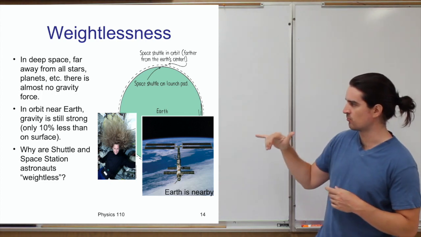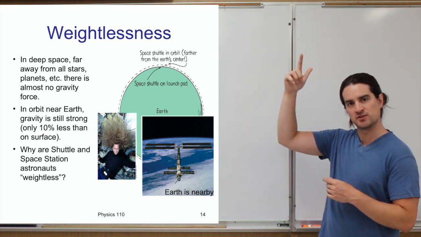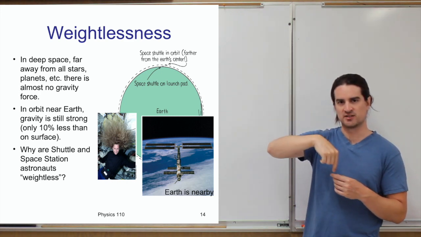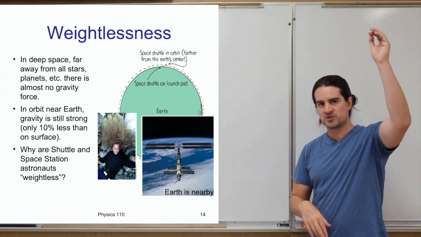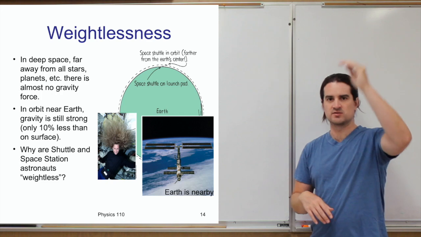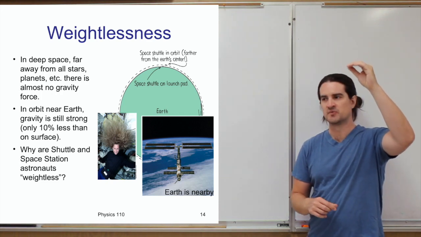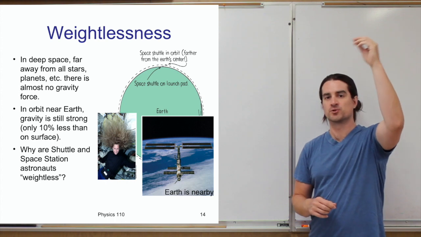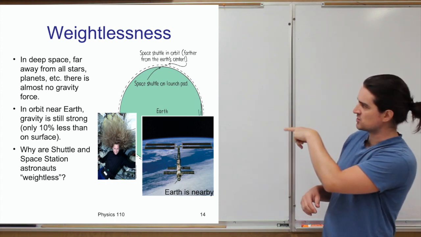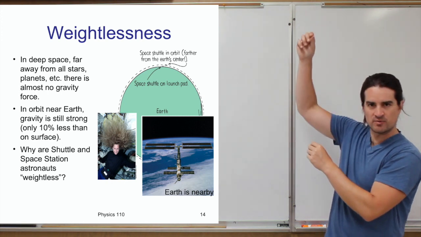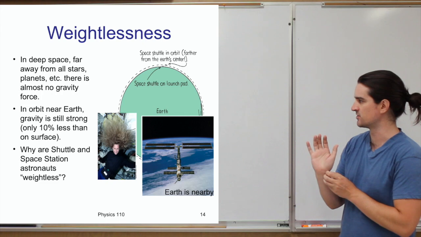In fact, it's only about 10% less up there in the space station than it is down here on the Earth's surface. Remember, the further you get from the center of the Earth, that's the increase in distance in our force of gravity formula, so the force of gravity goes down. But the radius of the Earth is so large that even up in orbit, it's not that much of a difference. It amounts to only about 10%.